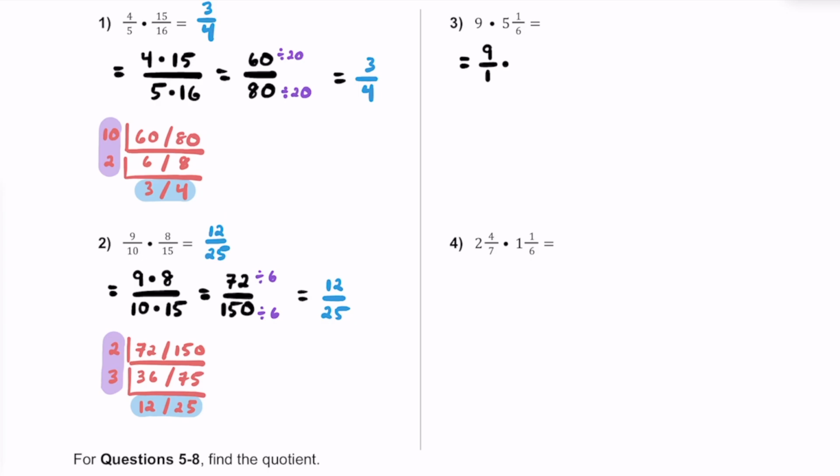And then for this 5 and 1 6th, let's go ahead and do big bottom plus the top, or 5 times 6, that's going to be 30. So that's the big bottom. 30 plus 1 is going to be 31. So this is going to be 31 over 6. All right, that would be the improper version of this mixed number.